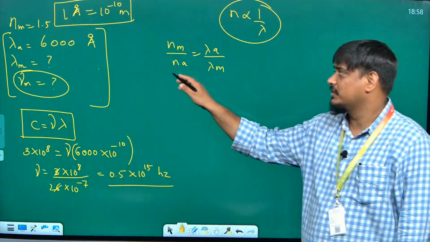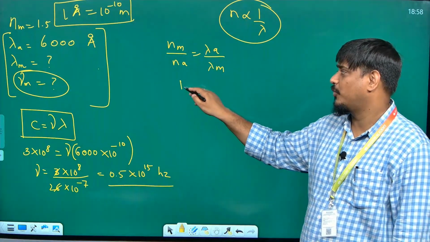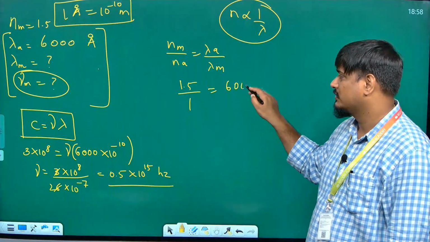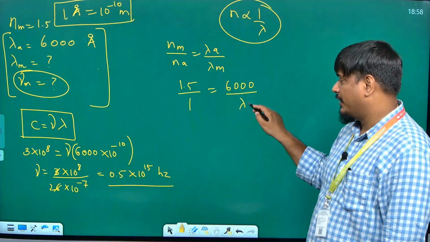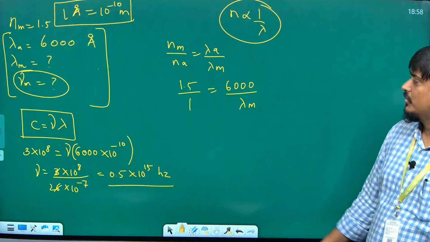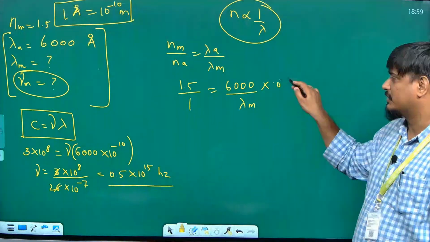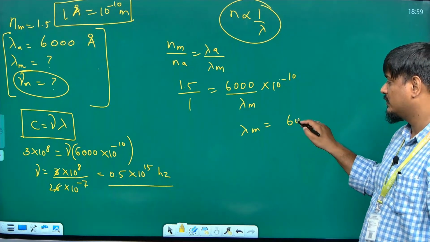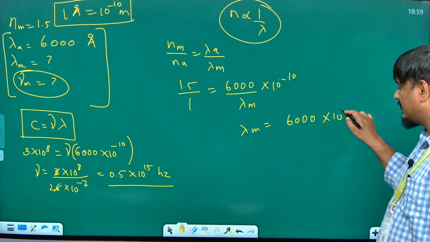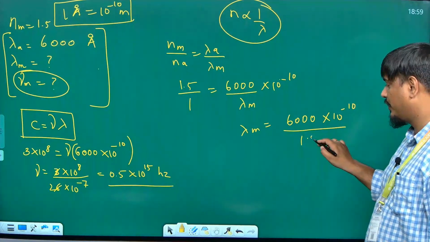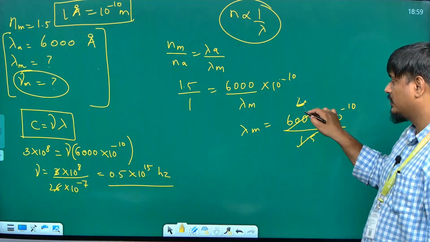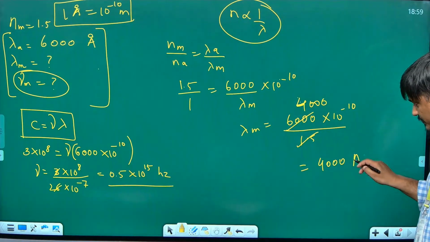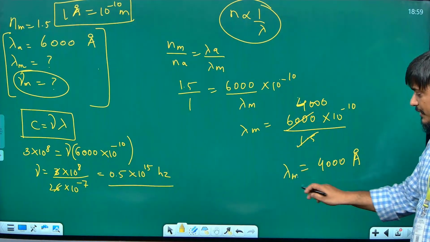Now put the values. Nm is how much? 1.5. N of air is how much? 1. Lambda air is how much? 6000. And this I am going to find. So if you solve, 10 to the power minus 10 also is there obviously. Then lambda of m will become equal to 6000 into 10 to the power minus 10 divided by 1.5. How much will it go? 4000. So the answer will become 4000 Armstrong as lambda of that medium.